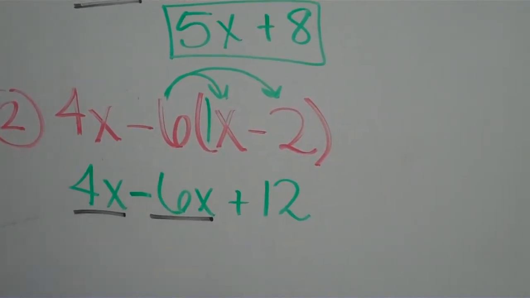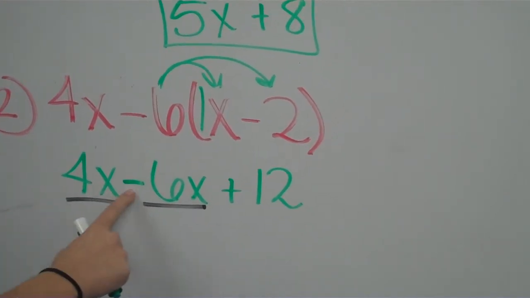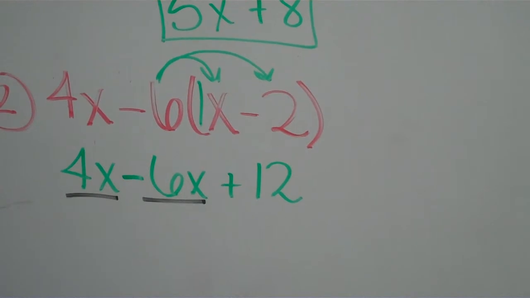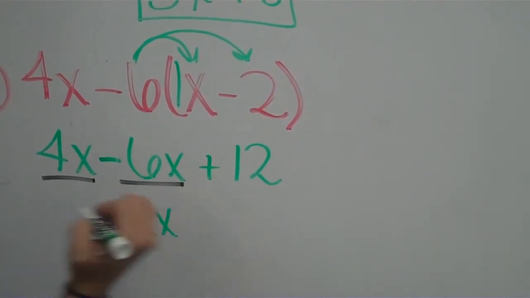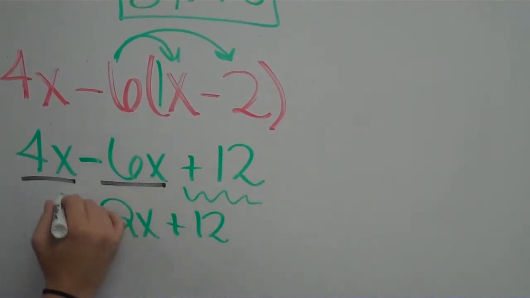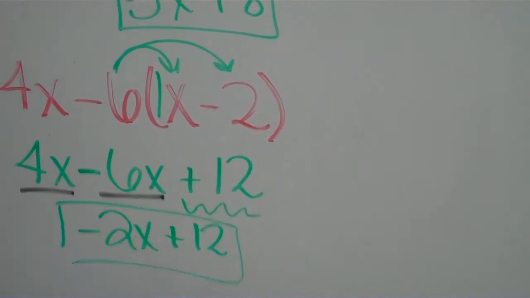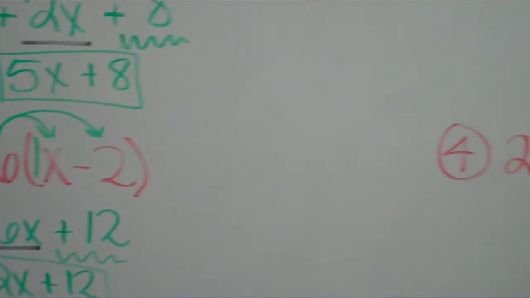These x's are alike, so we're going to combine them. 4 minus 6, do it in your calculator, is negative 2. So we have negative 2 x's, and then I have this positive 12, nothing else to combine it with, so put plus 12. And that's your answer. That's it. So let's do something that's a little bit harder. Don't freak out when you look at it.